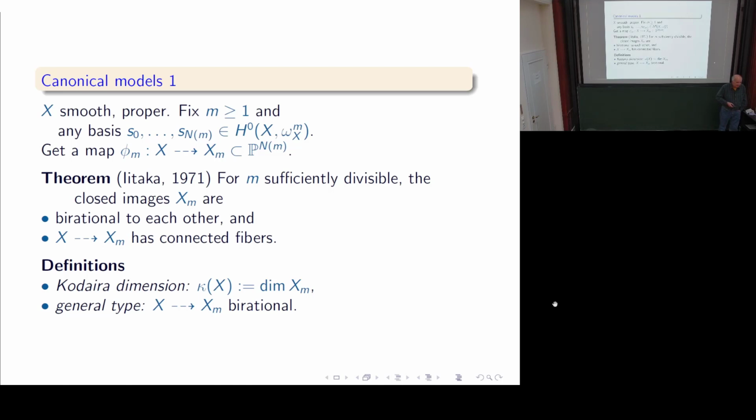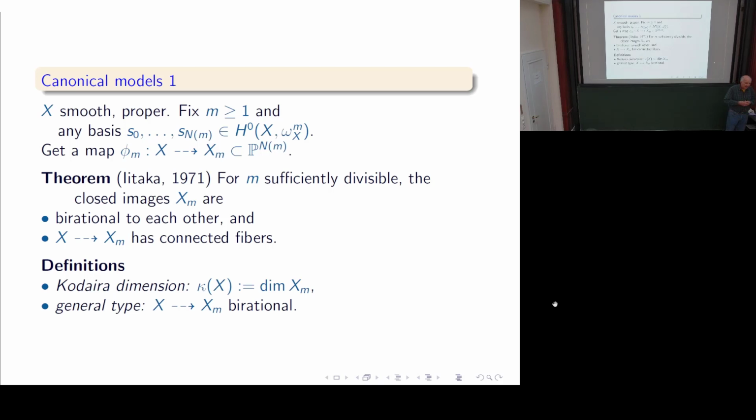For surfaces of general type, the map is not necessarily an isomorphism because it contracts all the minus one curves. And once you get rid of minus one curves, you still might have some rational curves, the minus two curves, and the map also contracts these. But once you get rid of these, then for m at least five, the images stabilize, they're all isomorphic. But in higher dimensions, Iitaka could only prove that the images stabilize at least birationally, and not for all large m, but for m sufficiently divisible.